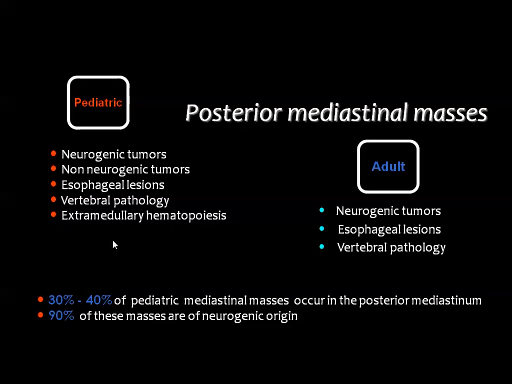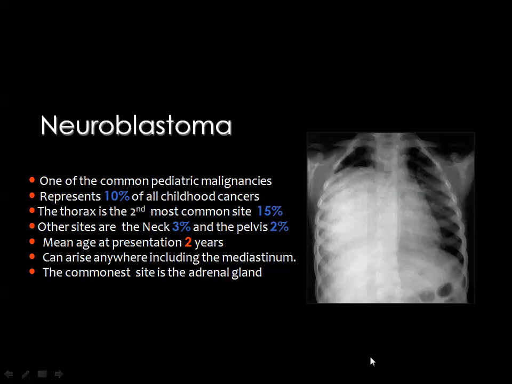In the pediatric age group, we have neurogenic tumors, non-neurogenic tumors, esophageal and vertebral pathology, as well as extramedullary hematopoiesis. Of course, you know that extramedullary hematopoiesis can be seen also in adult population, but frequently identified in the pediatric age group.